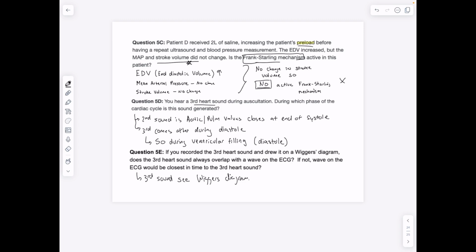You hear a third heart sound during auscultation, aka putting your stethoscope on this person. During which phase of the cardiac cycle is the sound generated? All right, this is the third heart sound, Kentucky. So it's right after lub-dub. It's right after dub. And so the second sound is the aortic and pulmonary valves closing. And right after that, Kentucky, the third sound is going to be during diastole.